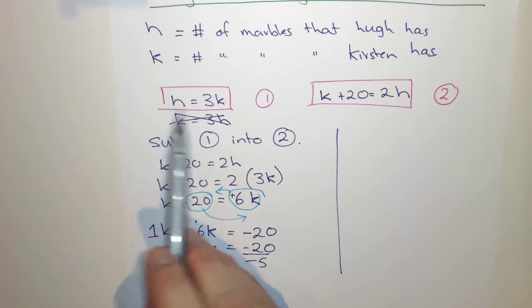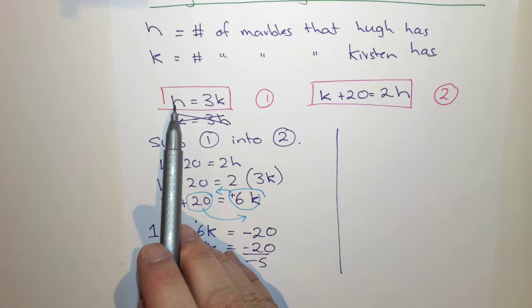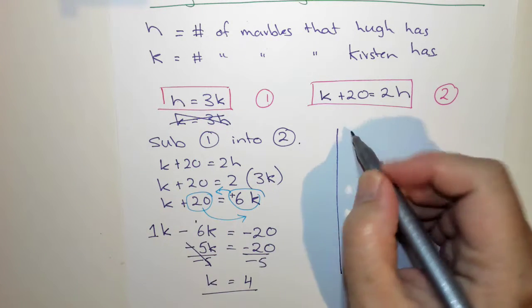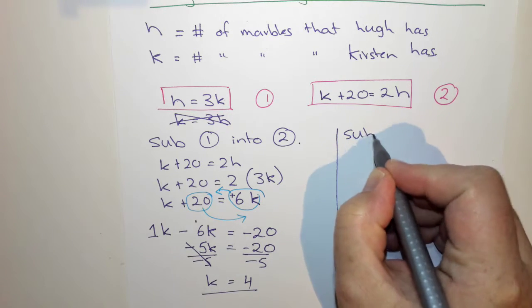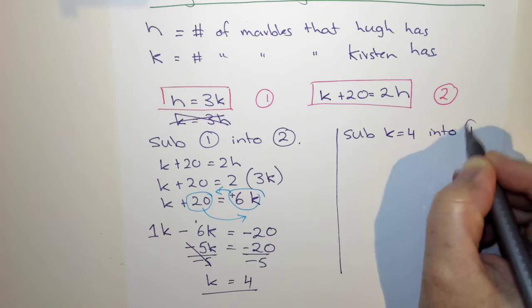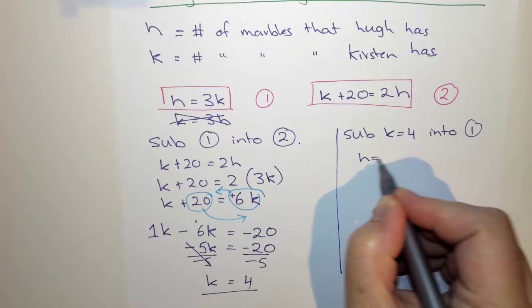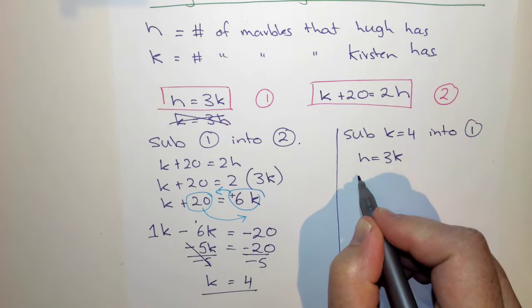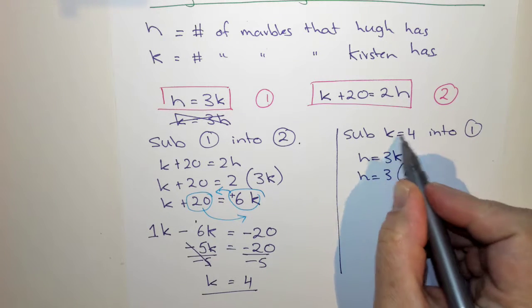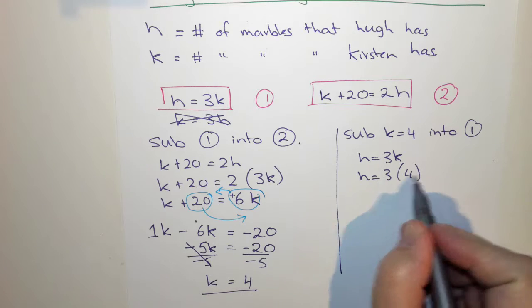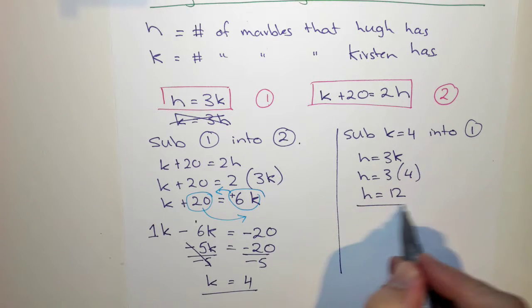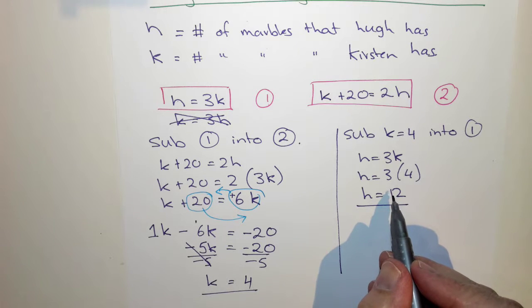And I know I've got an equation here. Hugh equals, the number of marbles that Hugh has is equal to 3 times the number of marbles Kirsten has. So now I'm going to substitute k equals 4 into equation 1. So h is equal to 3k, and I'm going to replace the k with the number 4. So 3 times 4 is 12. So that means Hugh has 12 marbles.